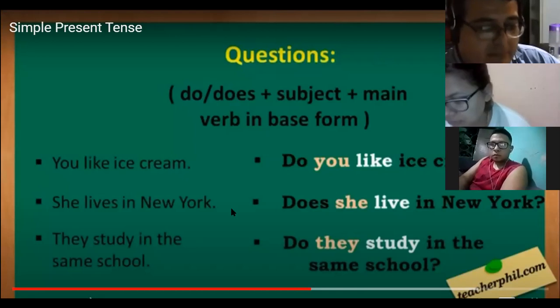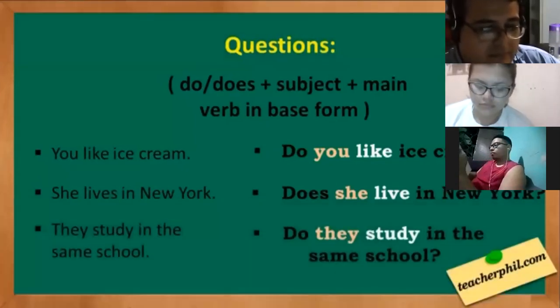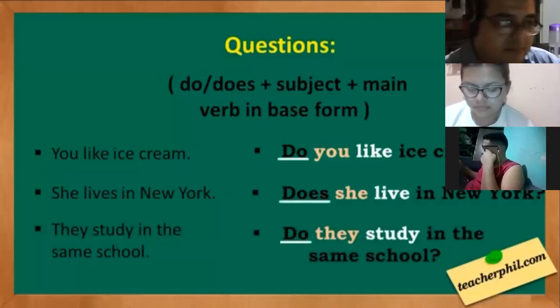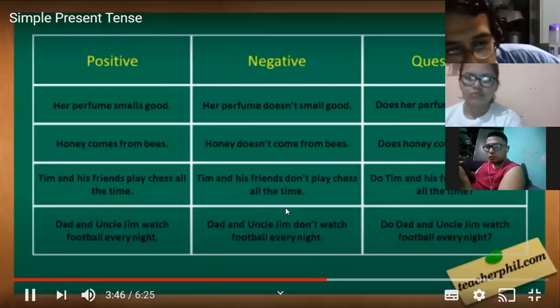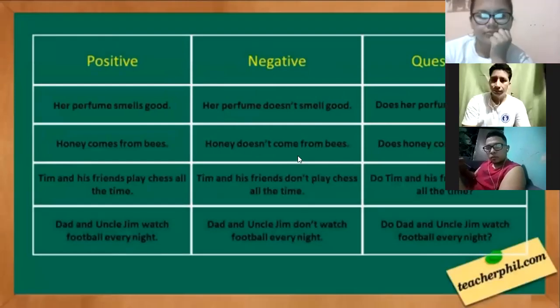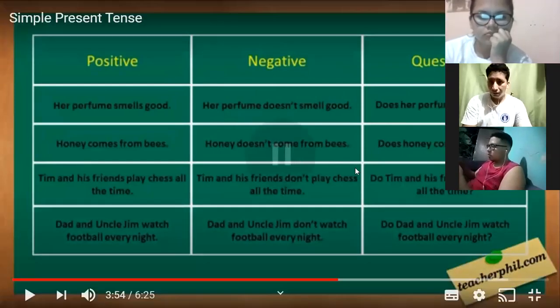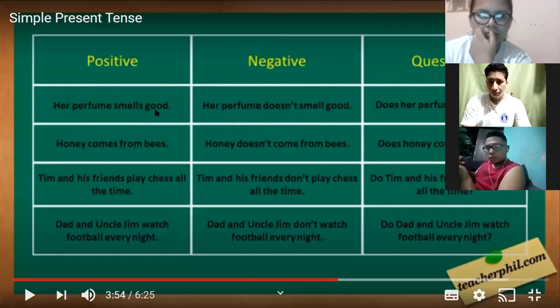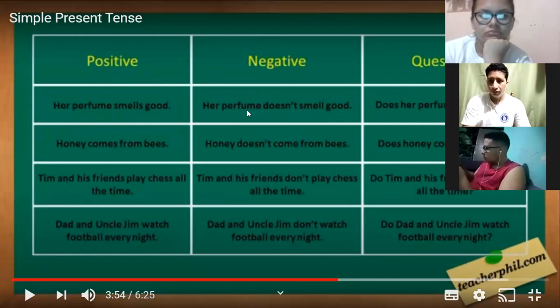We study in the same school. Remember that in making questions, do and does should come first. Try to compare the differences between the structures of the simple present sentences. We have here the positive and negative statements. Look at this chart. Positive, negative, question. Her perfume smells good. Her perfume doesn't smell good. Why doesn't? Because perfume is an it, it's an object. Question: does her perfume smell good?